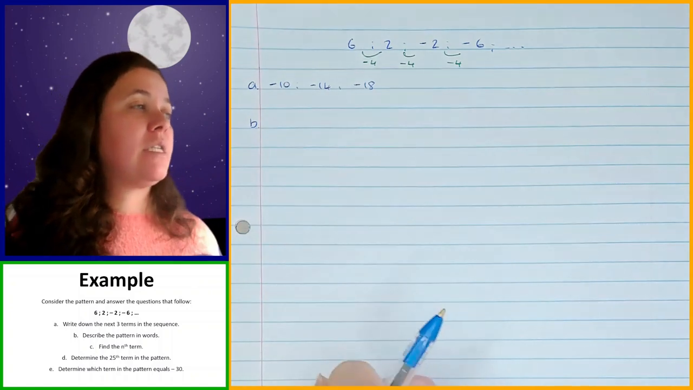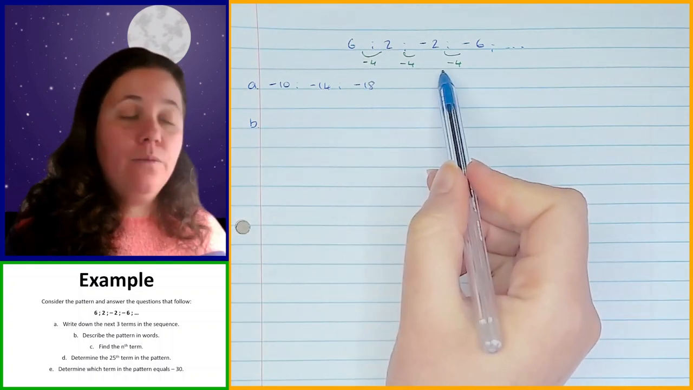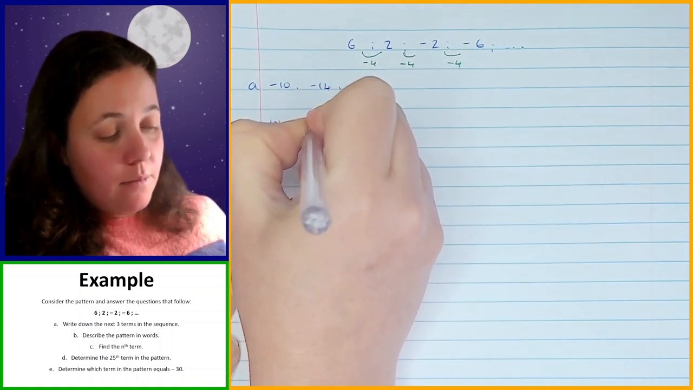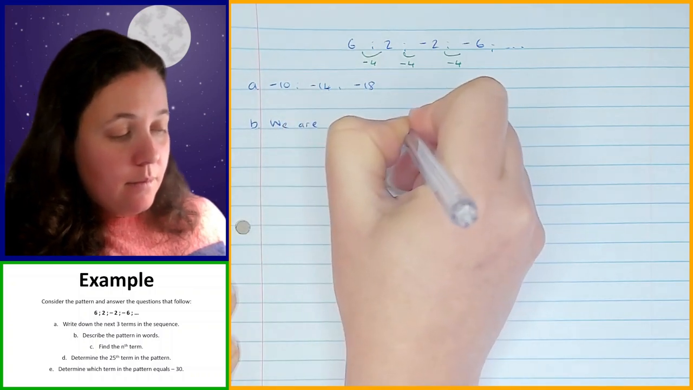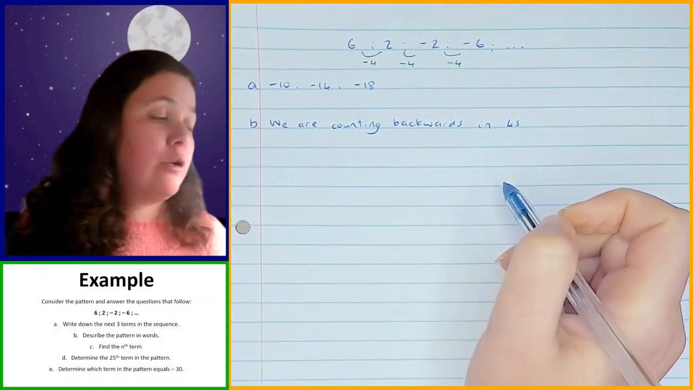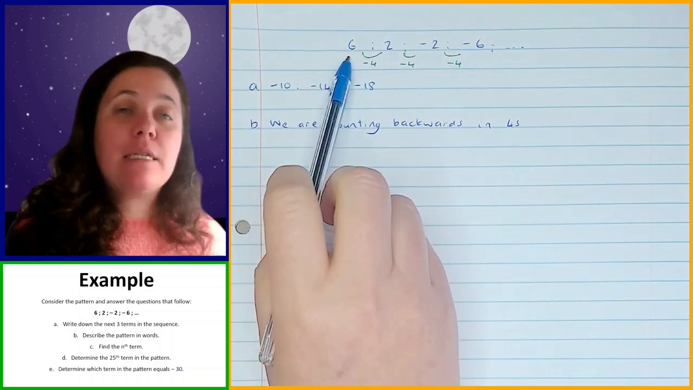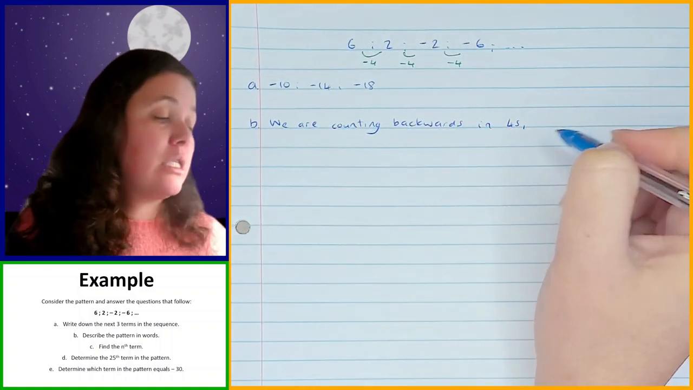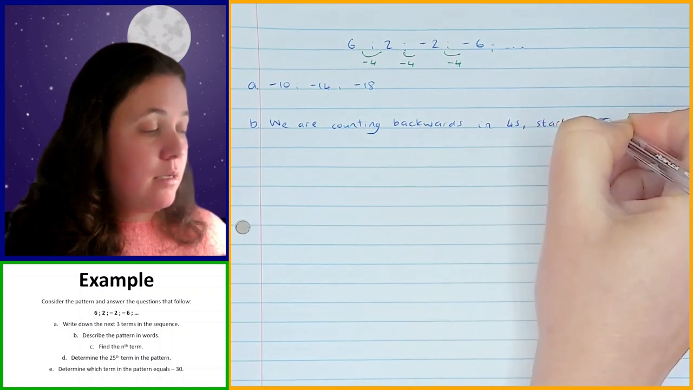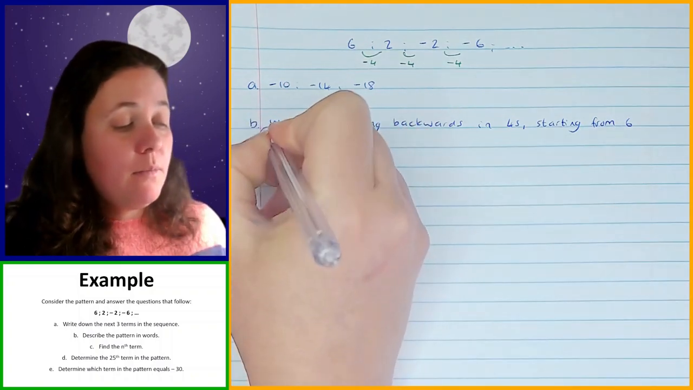Okay, question B, we have to describe the pattern in words. Now, in this example, because I've got a difference of negative 4, I can say that I'm counting backwards in fours. But I can't just say that we're counting backwards in fours, because that would imply that we're starting at negative 4 and counting backwards. But we're not starting at negative 4, we're starting at 6. So I have to specify where we are starting, because it's not the expected value that we should be starting at. So we are starting from 6. Okay, so we're counting backwards in fours starting from 6. So that's one way of doing it.